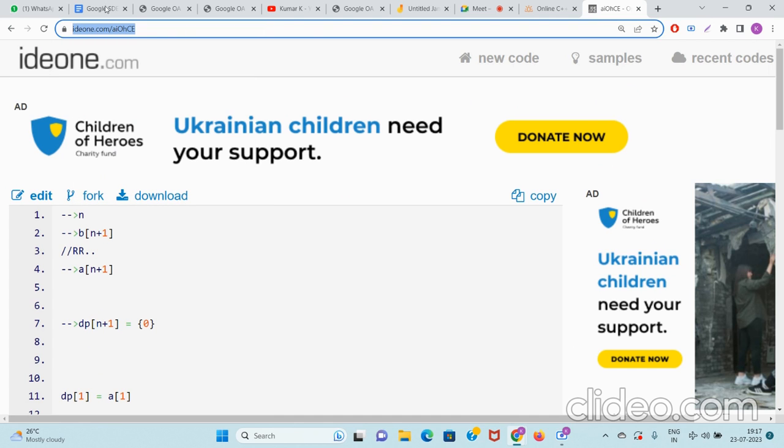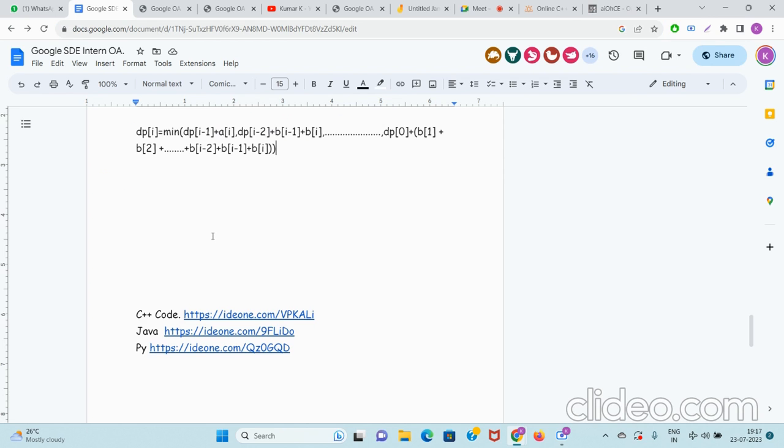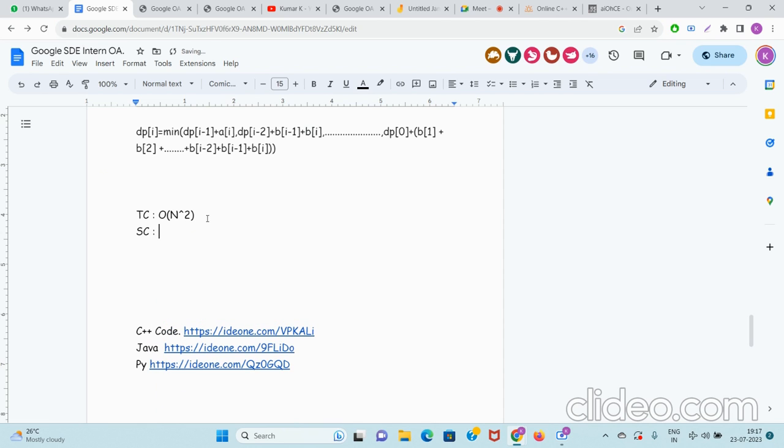So time complexity, guys, I am running two while loops, one inside the other. So time complexity will be O of n square, and the space complexity will be, I'm only using one extra DP array of size n.